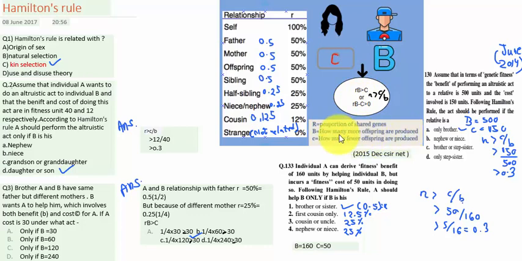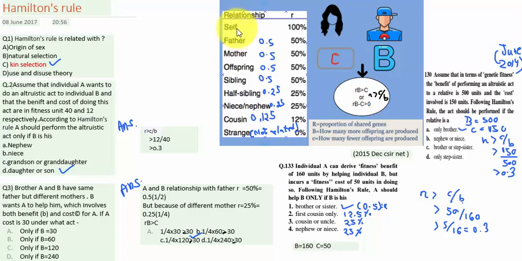Next, B is how many more offspring are produced. As I am giving more benefit by sacrificing my own fitness, B is how many more offspring are produced, and C is how many fewer offspring are produced. As I am losing fitness, we calculate how many fewer offspring are produced. So R is the relationship, or you can say the relatedness, between two organisms.